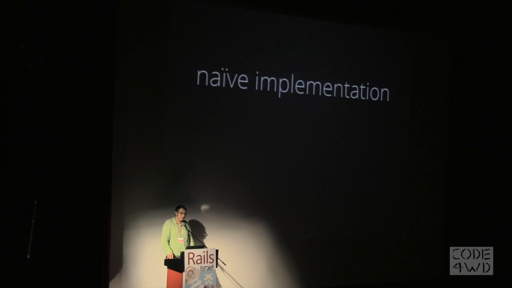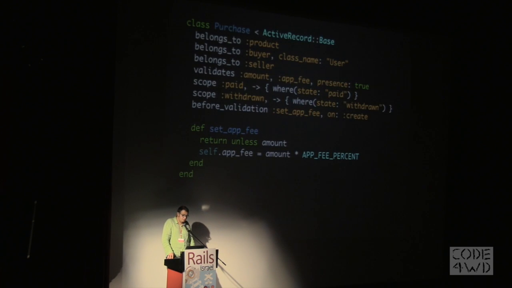Let's explore a naive implementation of that. Let's say we have a purchase which belongs to a product, which belongs to a buyer and seller. And we have an amount and application fee there. We will define two states. The first is paid, meaning that the purchase has been paid by a buyer, I mean money transferred somehow to a marketplace account. The second state, also defined by a scope, is called withdrawn, meaning that we already paid our seller for this particular transaction. And we're going to set the fee somewhere in before validation, just to be sure that we are going to get our cut.